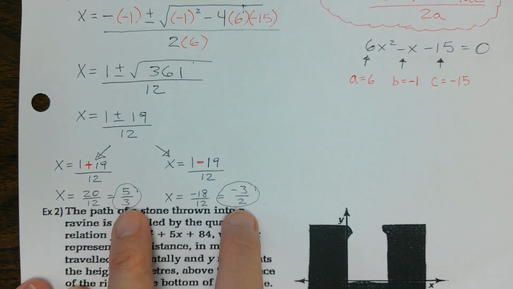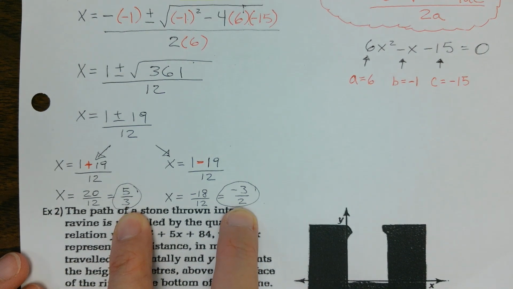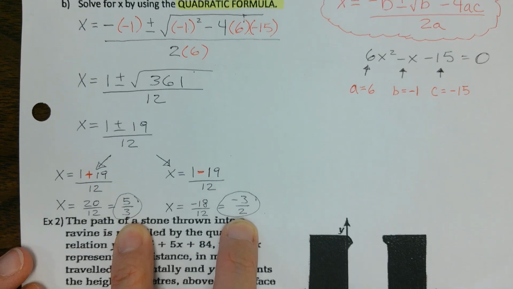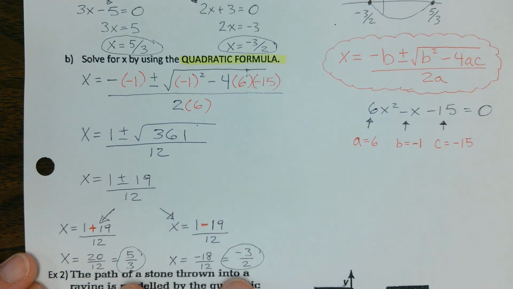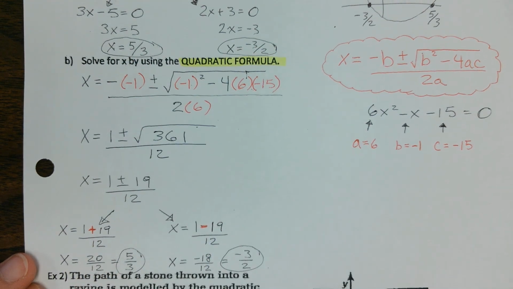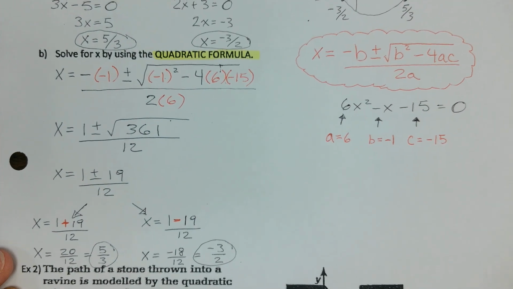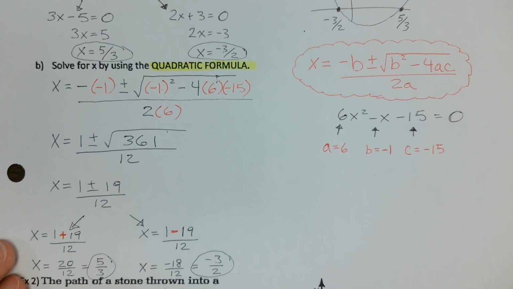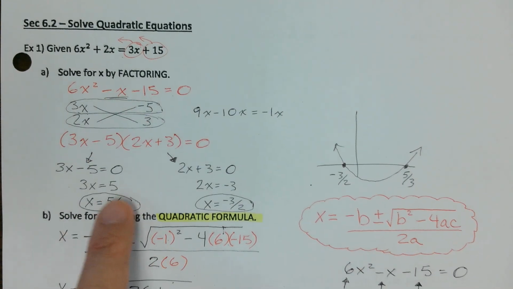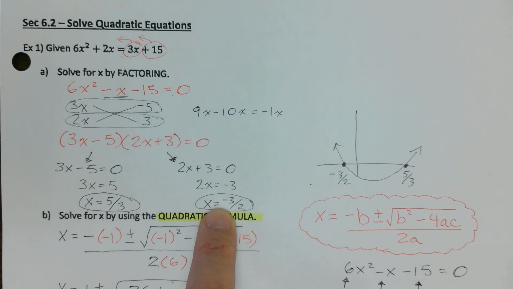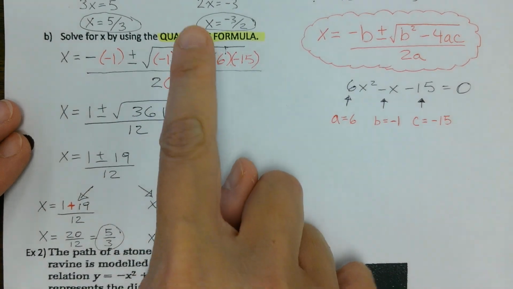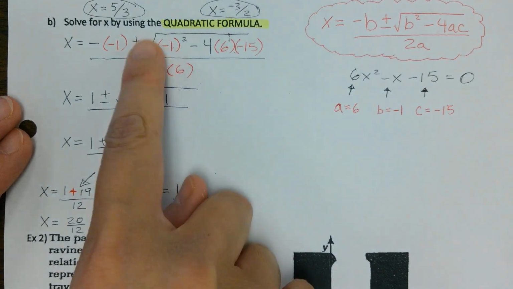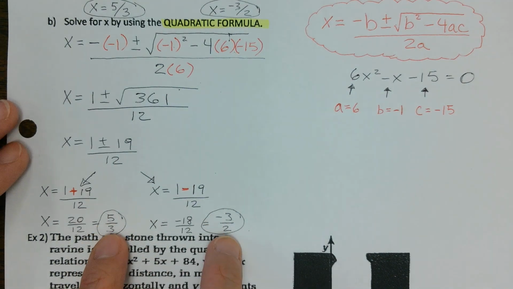Now, where did we see these two numbers? Ta-da! Up there. Okay. So, there you go. You found two methods in solving for x-intercepts. If it's factorable, do the factor way because it's faster. But if it's not factorable, or you can't think of the combination, or if it's a decimal, then do the quadratic formula, and you'll get the same answer.